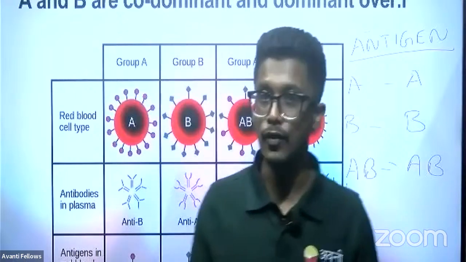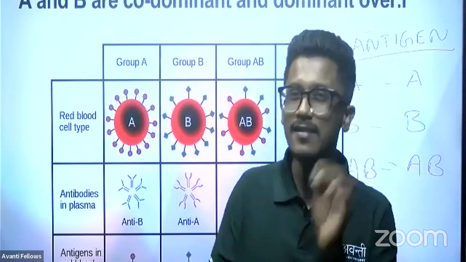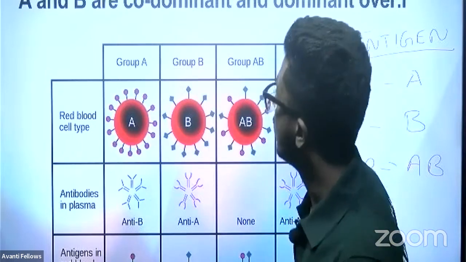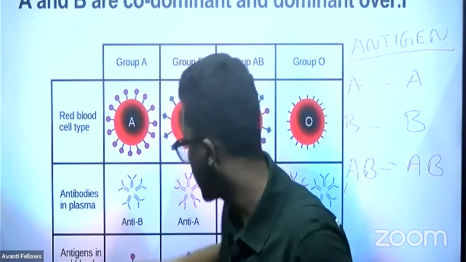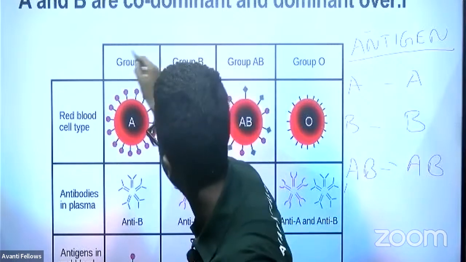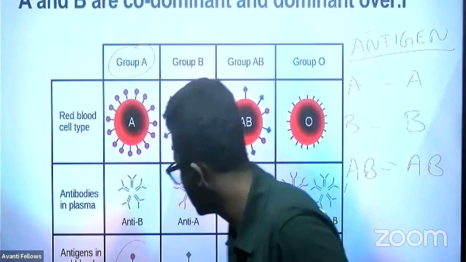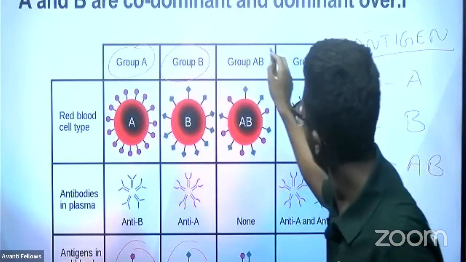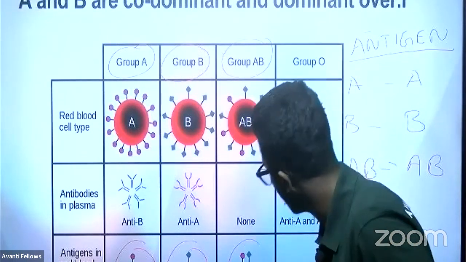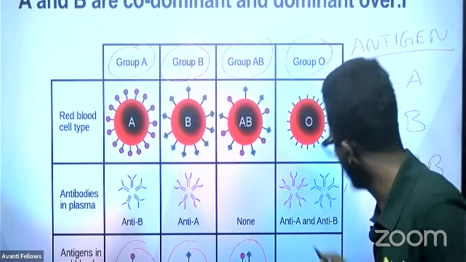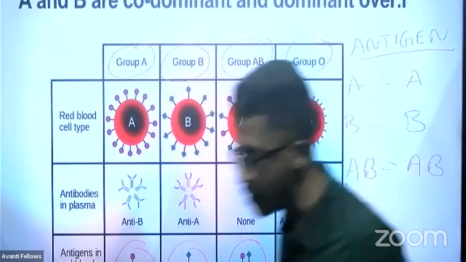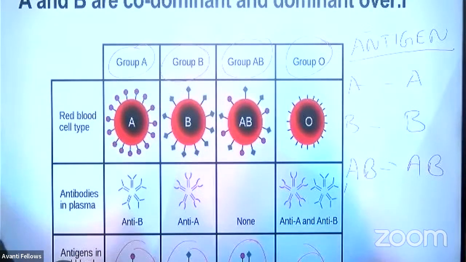Don't get confused, because this is a very important, very sensitive question that you can come across in the NEET. Here you can see, in blood group A, I have antigen A. In blood group B, I have antigen B. In blood group AB, I have antigen AB. If a blood group is O, I don't have any antigens. You get my point?